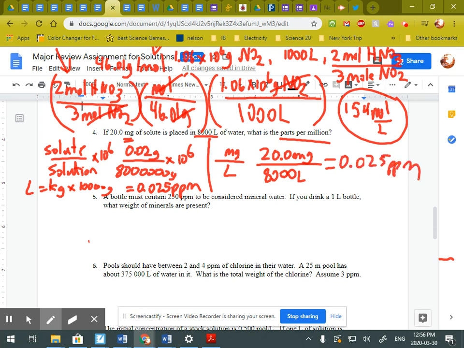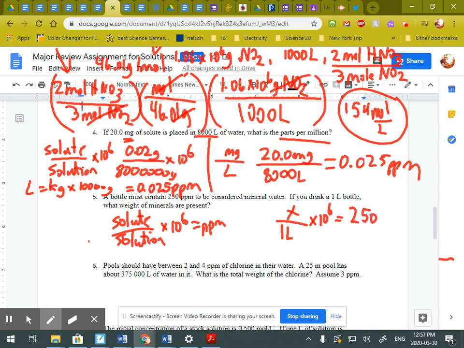Okay, next question. A bottle must contain 250 parts per million. If you drink a 1 liter bottle, what's the weight of minerals present? Okay, so we have our parts per million formula: solute over solution times 10 to the 6th is equal to parts per million. Now, what do we know? Well, we don't know the solute. That's what's dissolved. We know we have a 1 liter bottle. X over 1 liter times 10 to the 6th is equal to 250.